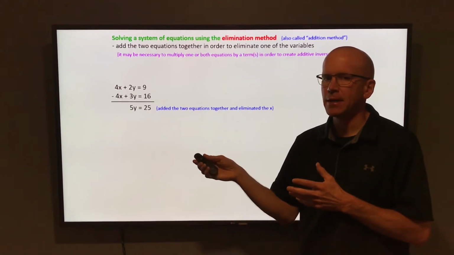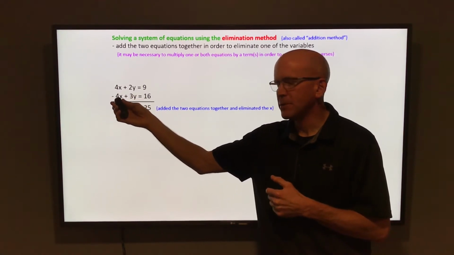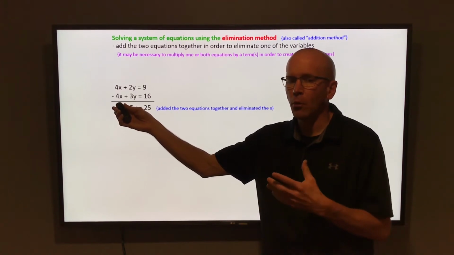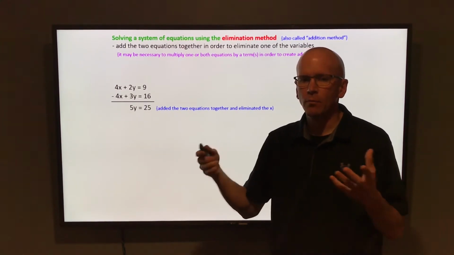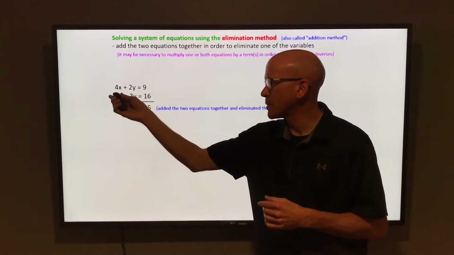Now, sometimes it's not that easy. Sometimes you will have numbers that do not cancel simply when you add them together. So you may have to multiply the top or bottom or both by something, so that when you add them together, one of the variables will cancel. But in this case, the x's do cancel.